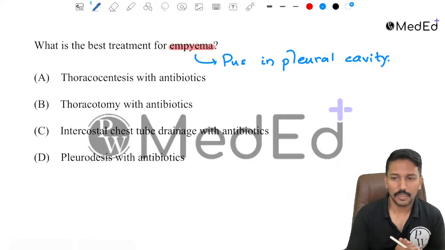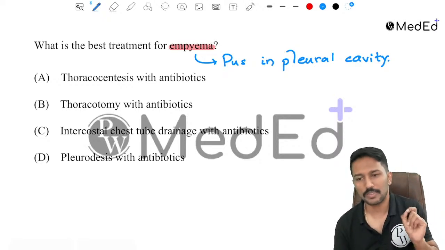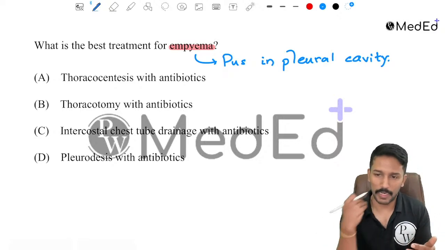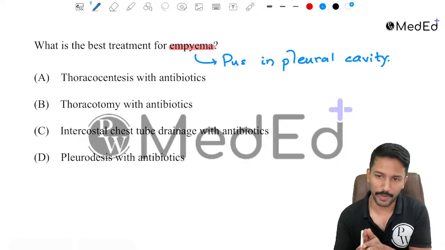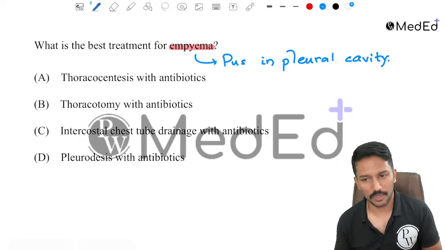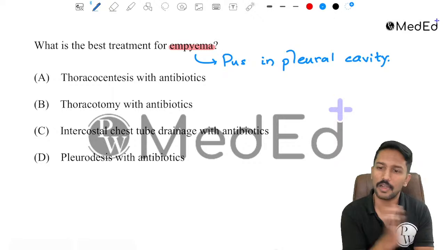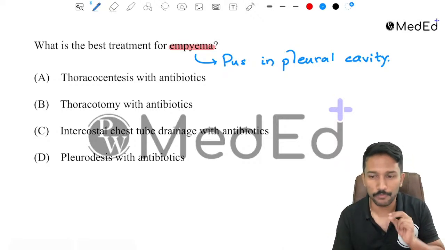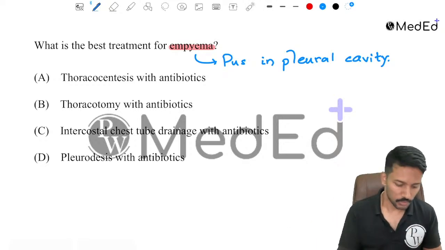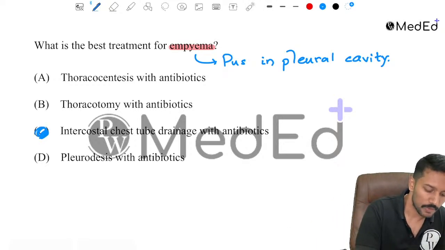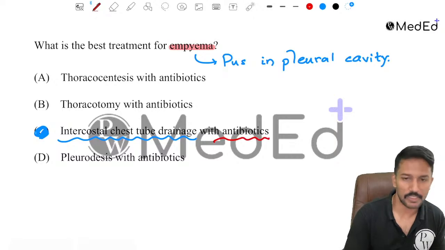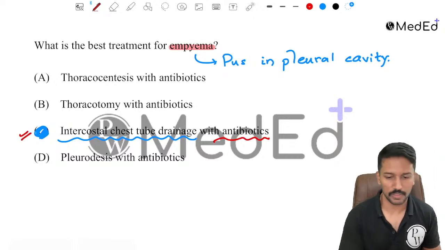So what would be the treatment? Can I simply put a needle, draw the pus and treat the patient with antibiotics? No, because your pleura is infected, there is a battle happening between your immune system and the bacteria. There will be a lot more pus generated subsequently. So till the bacteria are destroyed, pus will keep on forming. So merely putting one needle will solve the problem for today, but tomorrow again pus will accumulate, right? So the ideal treatment for any patient with empyema would be to put an intercostal tube drainage so that whatever pus is formed will keep draining, and to kill the bacteria responsible for the infection we need to give antibiotics. So option C would be the right answer.